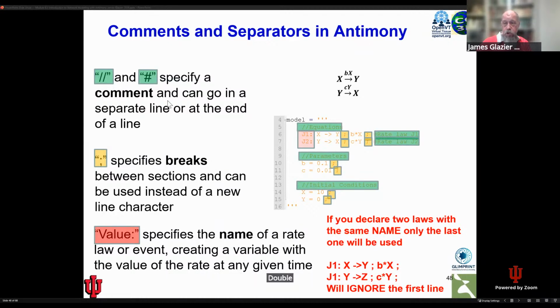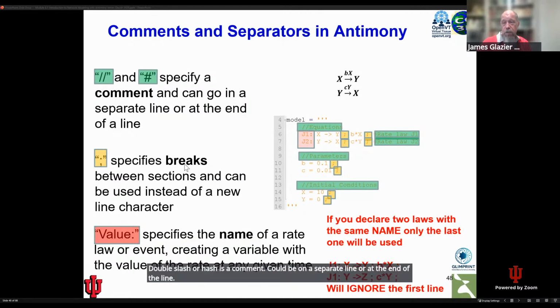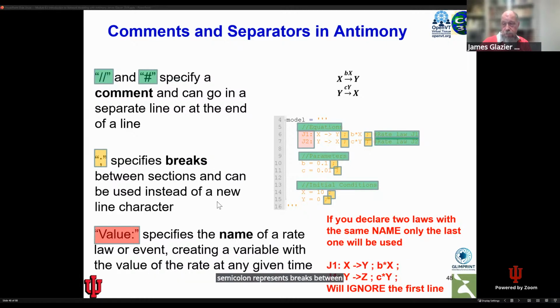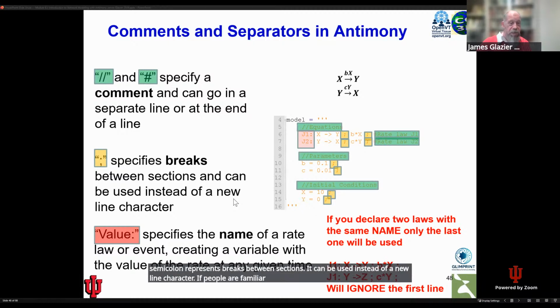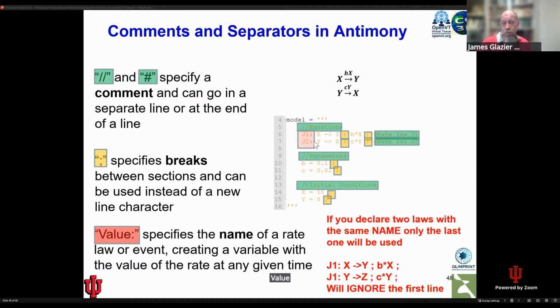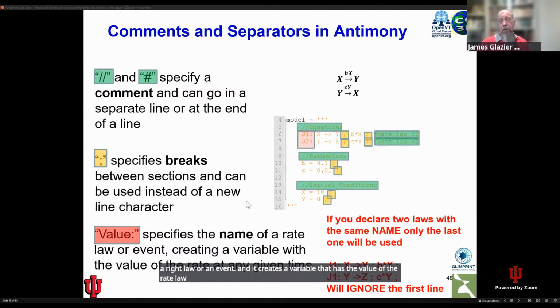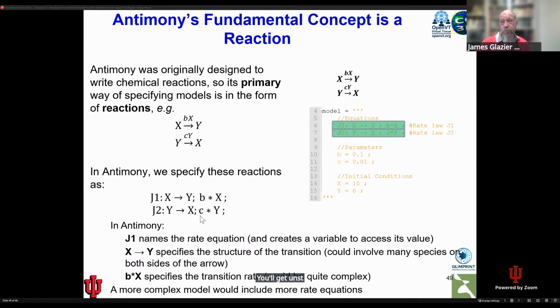And here are the rules that we have. Double slash or hash is a comment. Could be on a separate line or at the end of a line. Semicolon represents breaks between sections. It can be used instead of a new line character. If people are familiar with C++, they'll know where that came from. Value colon names a rate law or an event, and it creates a variable that has the value of the rate law. One thing that's important is that you can't name two things the same. If I name two things J1, you'll get unstable results.